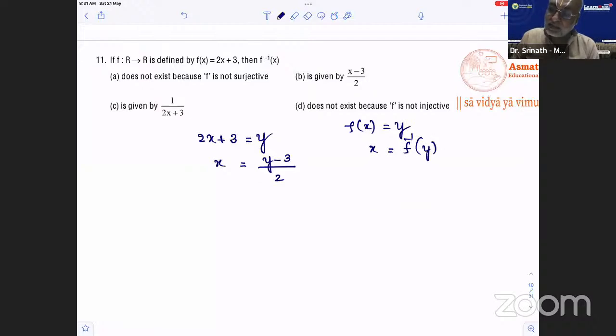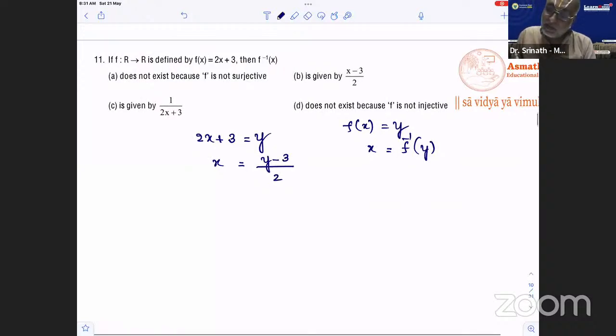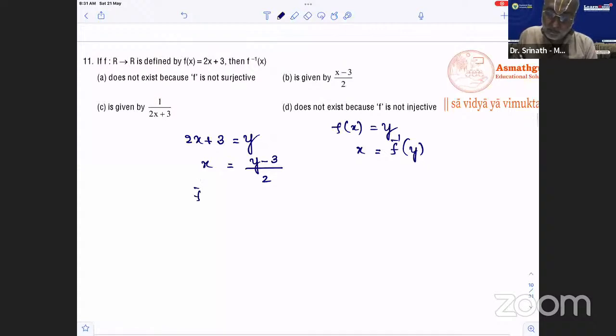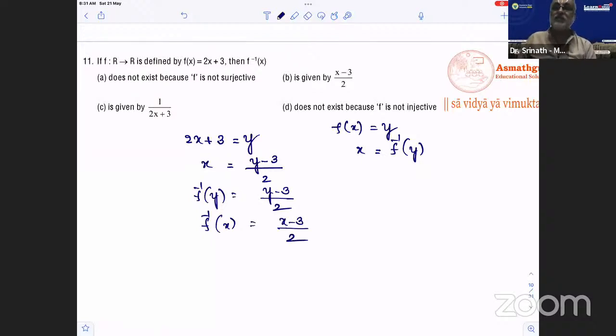This much detail is actually not necessary in CET; only with the objective of making you understand and reaching out to all the students, I am doing a little detailed work. This may not be required. So f inverse of y is equal to y minus 3 by 2. Replace this y by x: f inverse of x is x minus 3 by 2. So this much detail work is not necessary.